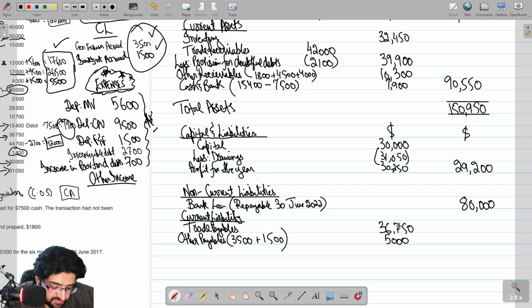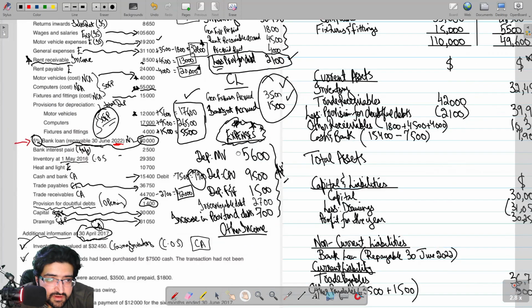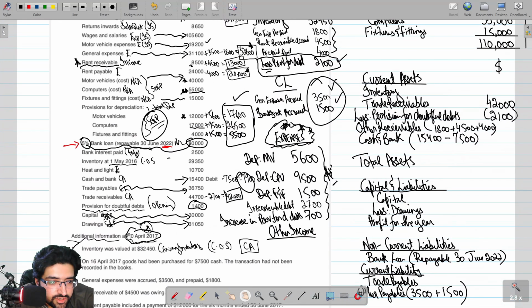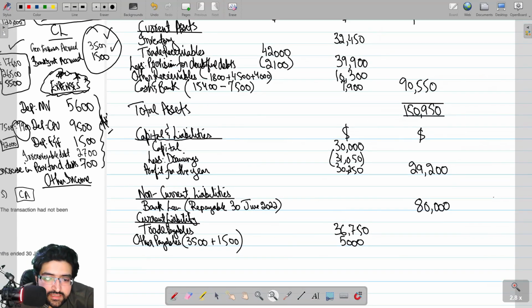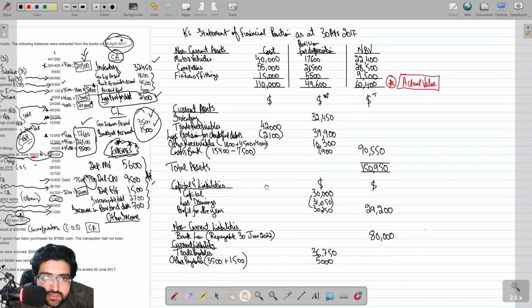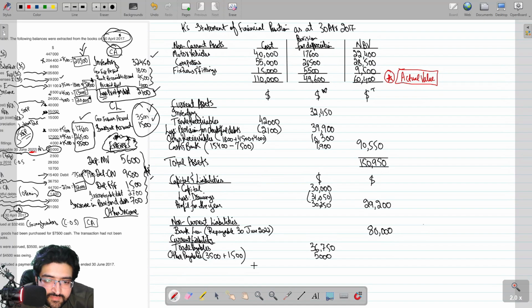right? And did we have any other current liability? Let me double check. Okay, this is from our rough work. And is there any other current liability in the question apart from trade payables? No. So that's it. Okay, let's zoom this out. This is the total value of my current liabilities. I will add these two. So 36,750 plus 5,000 gives me 41,750 as the total of current liabilities.